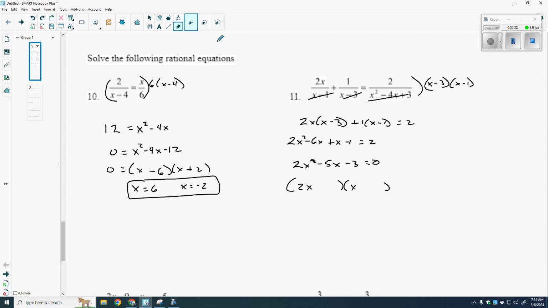Let's switch them. Putting a 3 here, I get a 6. Putting a 1 here, I get a 5. 6 and 1 also gives me 5. I need a negative 5, so it looks like that. x equals negative 1/2. x equals a positive 3.